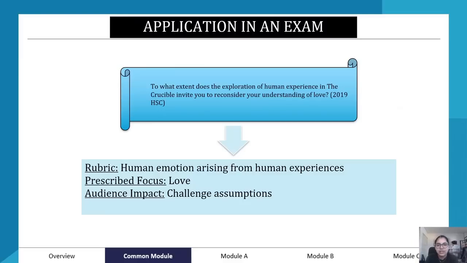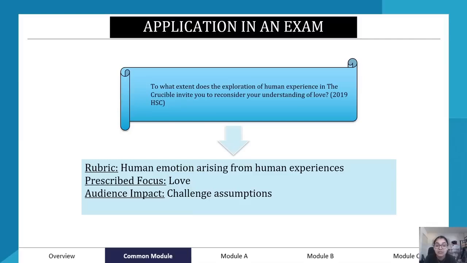So, if you've got a question here: to what extent does the exploration of human experience in The Crucible invite you to reconsider your understanding of love? This is from the 2019 HSC. Now, we can see here that firstly, the rubric focus is human emotions arising from human experiences. So to what extent does the exploration of human experiences in The Crucible invite you to reconsider your understanding of love? So love is a human emotion, and they're asking you, how does it arise from human experience? That's our rubric focus.